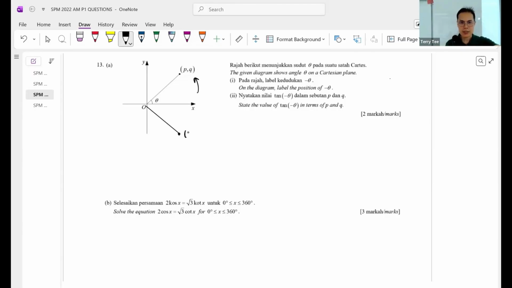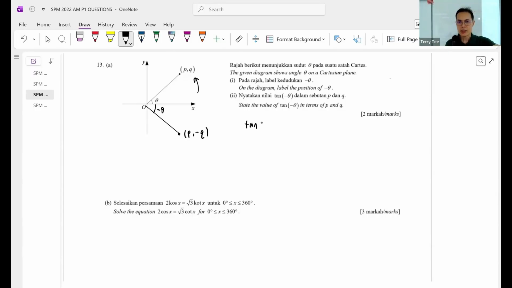Okay, you may have to adjust this. So we write this as P, because your x coordinate is the same. P to the right, down by Q, minus Q. And we label this as negative theta. Okay, that's it. Your diagram is correct. Now, this is Roman 1. Roman 2, state the value of tangent negative theta.